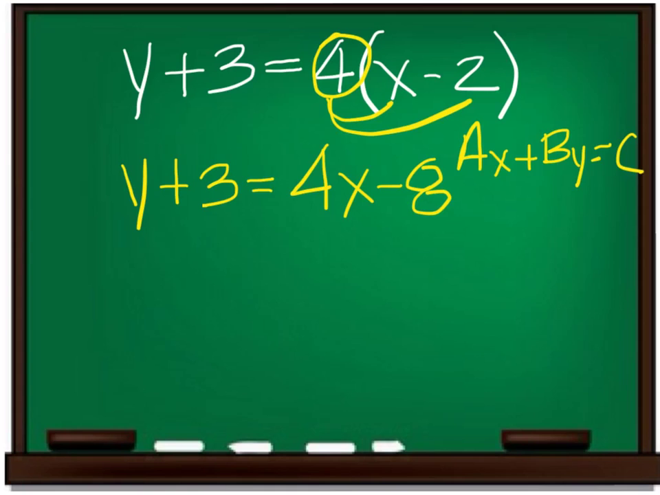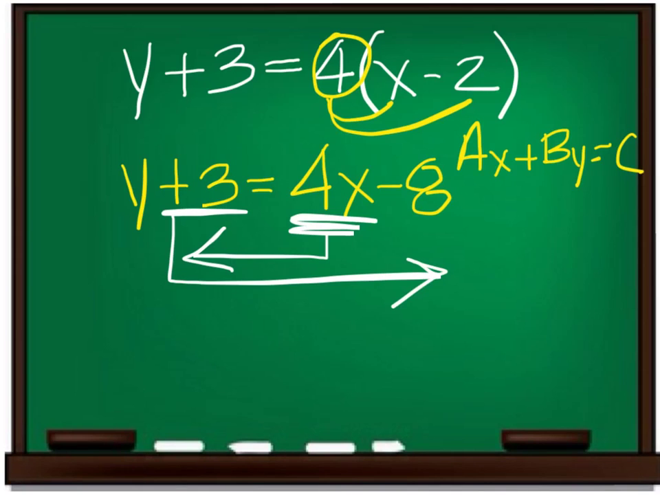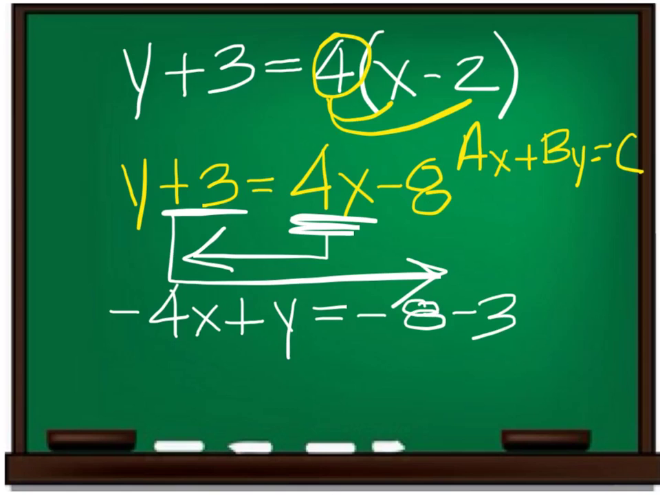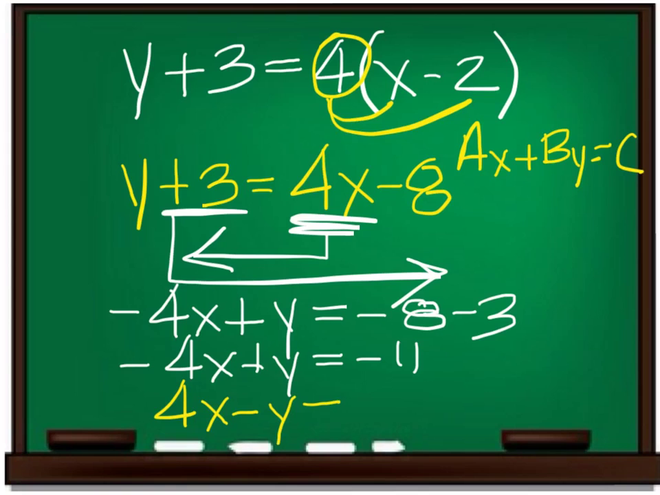Now you're going to standard form, which means you have to move the x term this way and this term this way. When you do that, you have a negative 4x plus y on the left, and on the right you have negative 8 minus 3. And then simplify the right side. That's a negative 11. What's wrong with this standard form? X is negative, so we have to change the sign of everything to get 4x minus y equals 11.